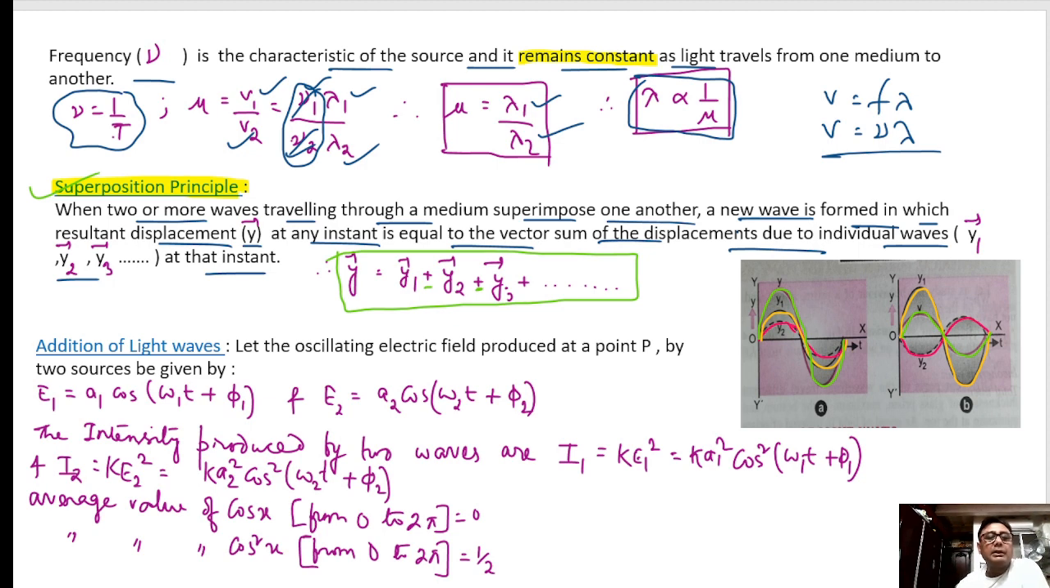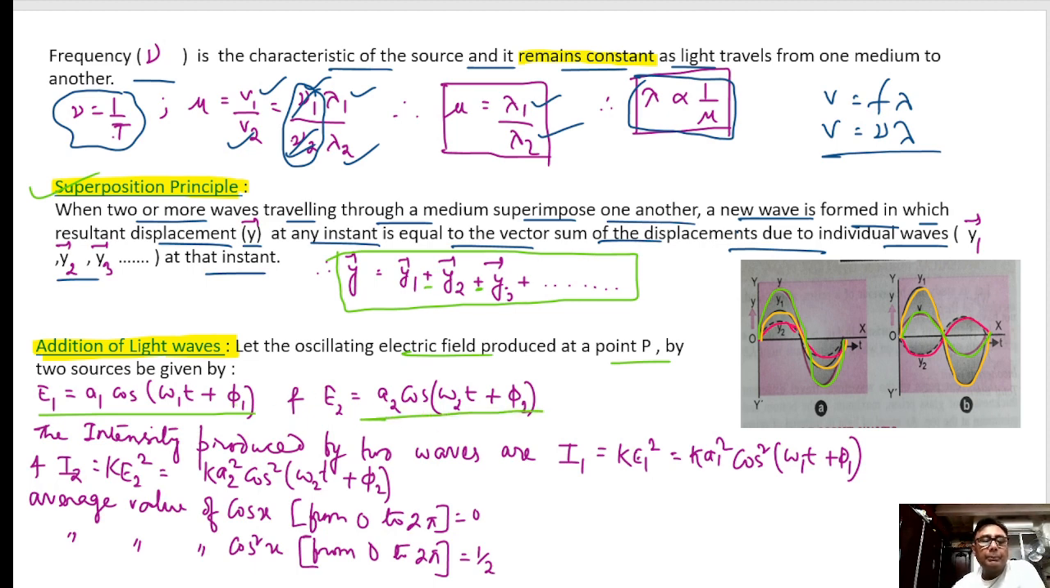Now let us study addition of light waves. That means if I take two waves, how will I add them? So let us take two waves produced by an oscillating electric field. This is the first wave and this is the second wave.